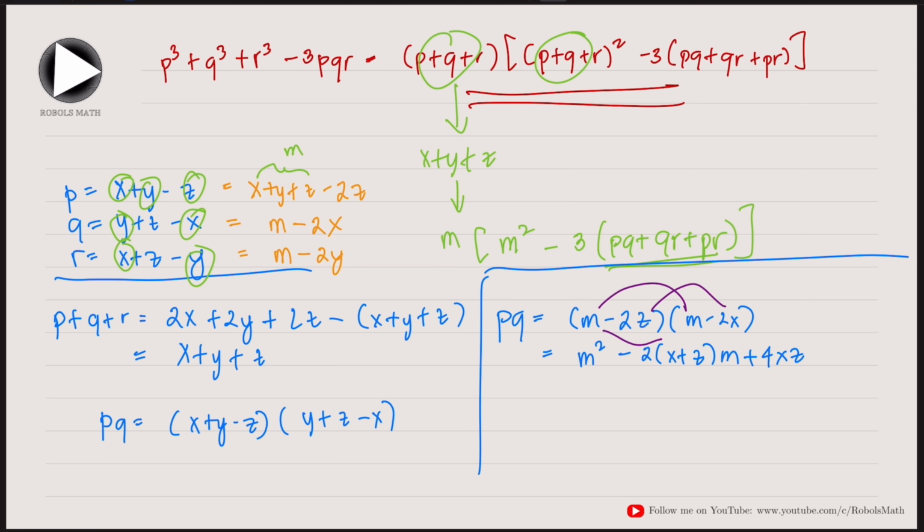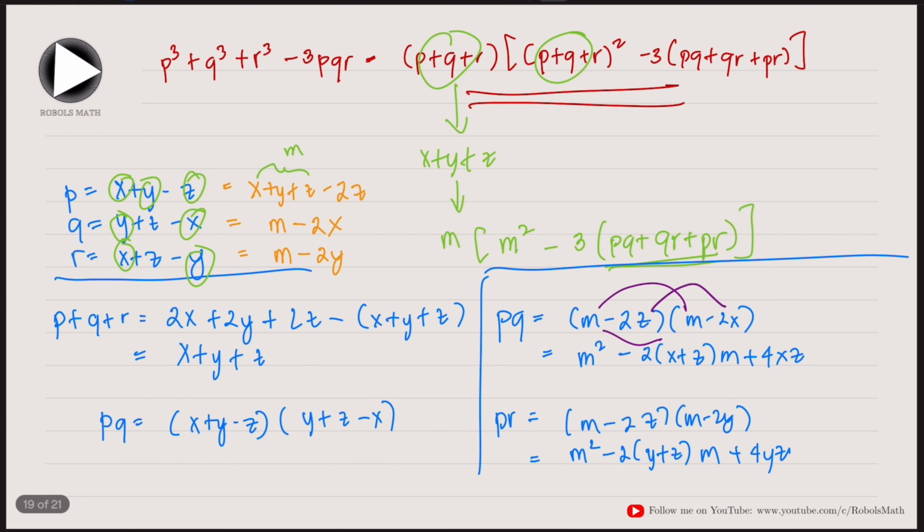Here, and then the inner terms, what did I do? Okay, you get the point. Anyway, we go back and do the same for PR. PR is equal to m minus 2z times m minus 2y, which is m squared minus 2 times y plus z m plus 4yz. We do the same to get the expression for QR.